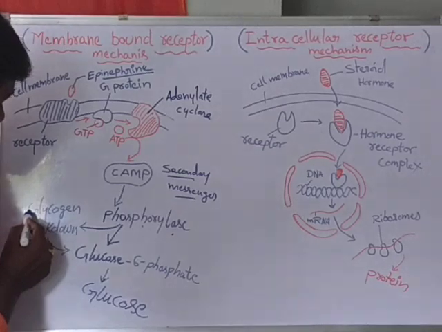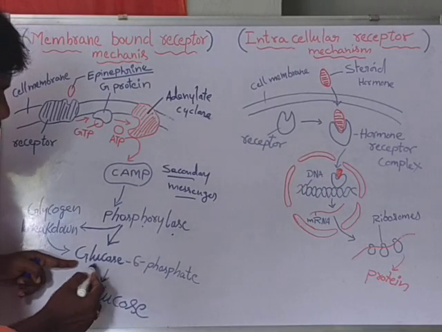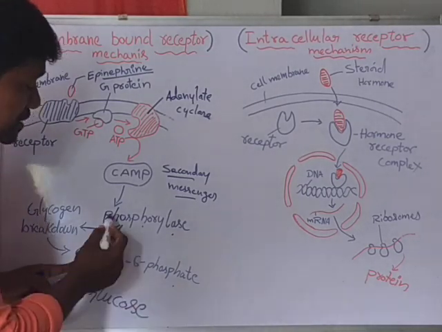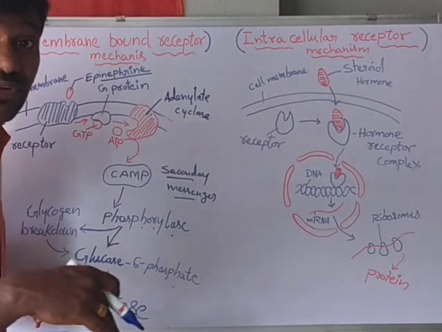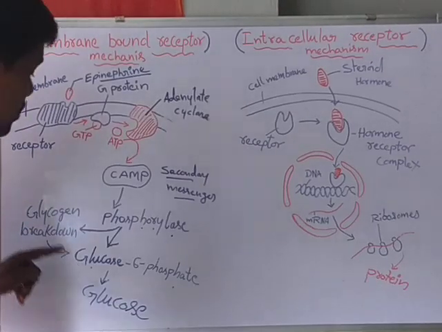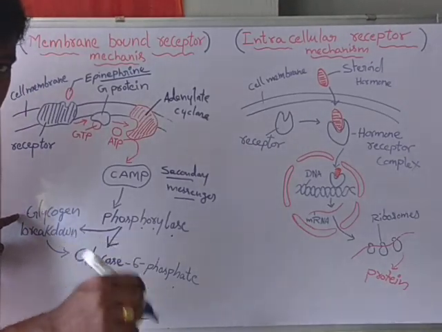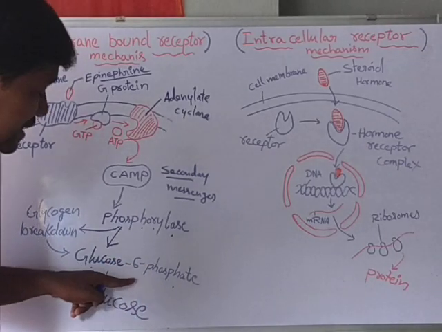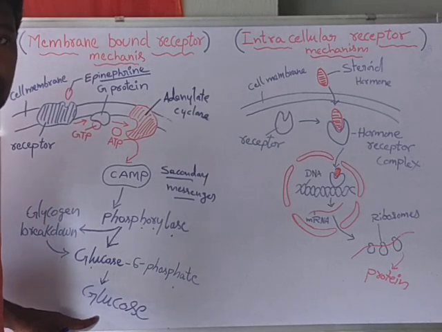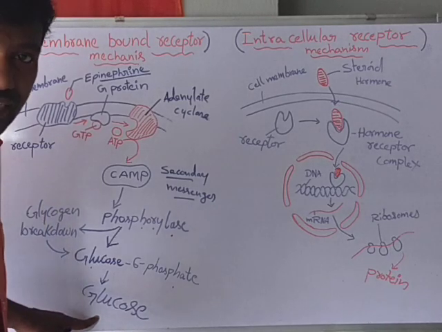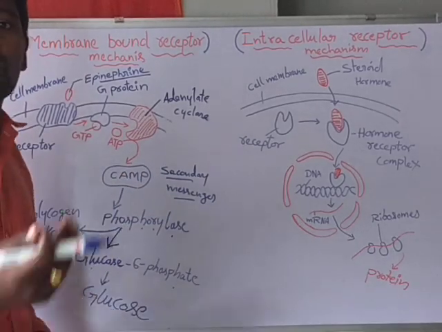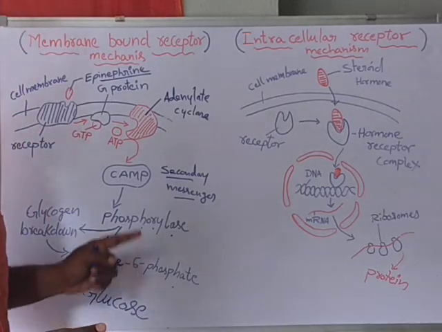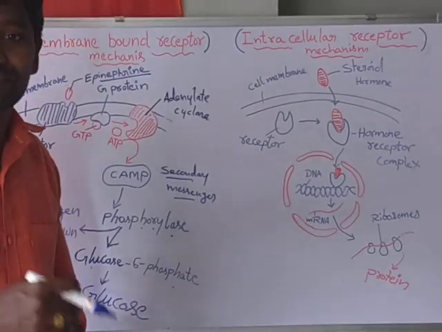Then it phosphorylates the glycogen into glucose 6-phosphate. That means it breaks down the glycogen in the liver cell into glucose 6-phosphate. Then it in turn becomes glucose. Okay, so like that glycogen is converted into glucose by the hormone epinephrine.